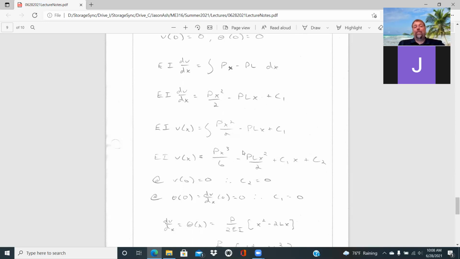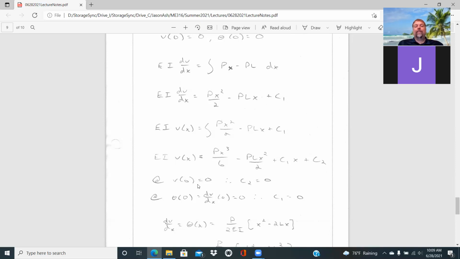And so it's the same process. We just only had to integrate back twice because we weren't relating anything to the internal shear or the distributed load at all. We based everything back on the internal moment as a function of x. And boundary conditions, they still apply.